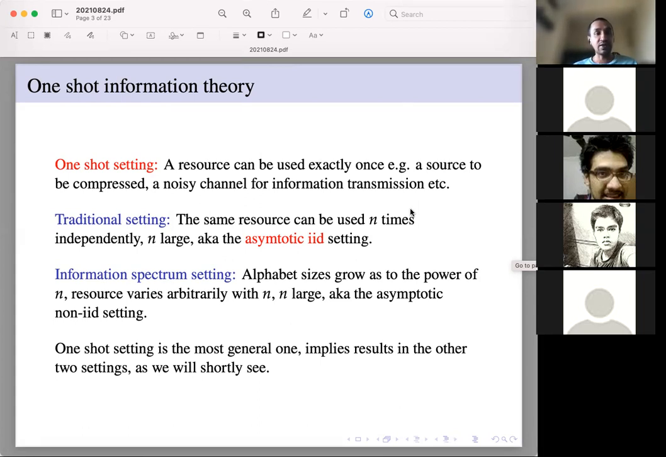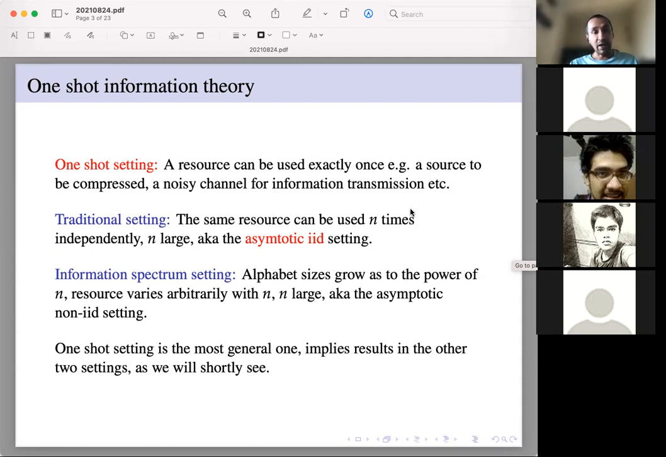So in the one-shot setting, this resource can be used exactly once, no more, no less. This is in contrast to the traditional setting, which you may have seen in your earlier courses, where the same resource can be used n times independently, and n is large. This is what we will call the asymptotic IID, independent and identically distributed setting. Traditional information theory from the time of Shannon onwards has been done in the asymptotic IID setting. But in this day and age, we will do things in a new style, and you'll see this style has a lot of cleanliness and a lot of advantages. So we will do information theory in the one-shot setting. That's what the course is about.